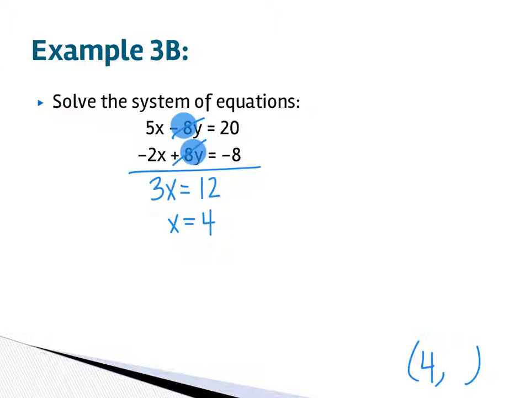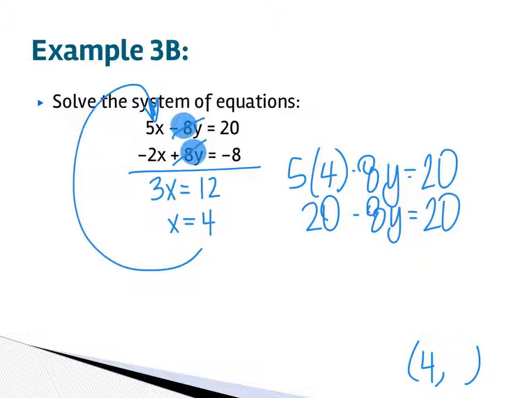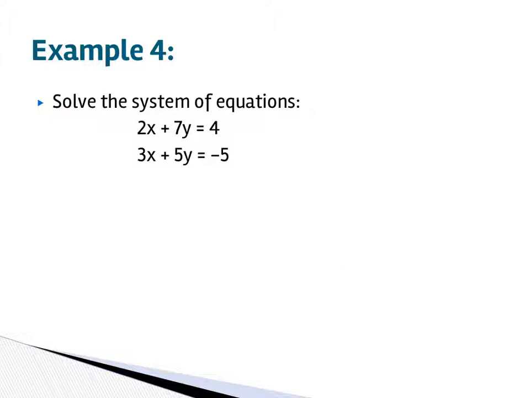Now that I have the x, I'm just going to take it and plug it into either equation, but I'm just going to do the top. So it's going to be 5 times 4 minus 8y equals 20. Well, that's 20 minus 8y equals 20. Subtract 20 from both sides, and you're actually going to get negative 8y equals 0. So y must be 0 for your answer. So 4, 0.